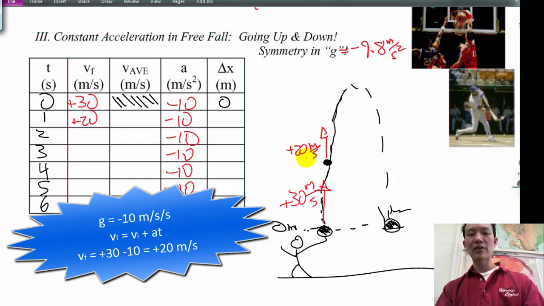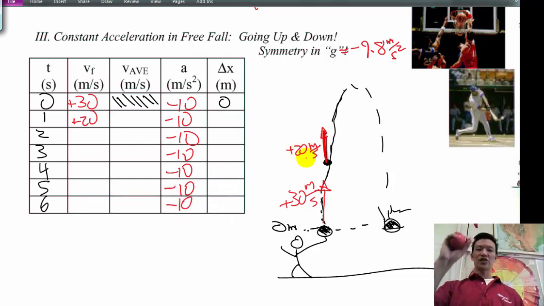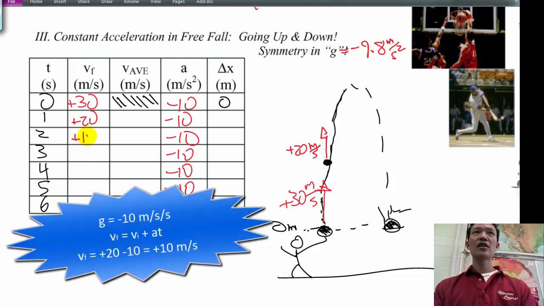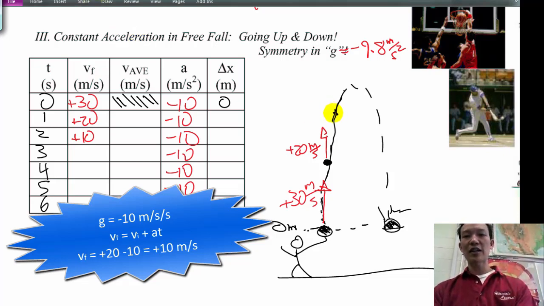So something like that, we could visualize that. Draw an arrow that's shorter to represent that velocity vector. How about after 2 seconds? It would slow down to what? If the acceleration due to gravity is negative 10 meters per second every second, it would simply slow down to 10 meters per second. Good job. That's all acceleration means. It's the rate of change of velocity, right? You will slow down by 10 meters per second every second.